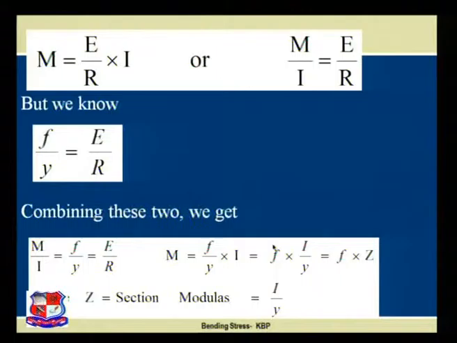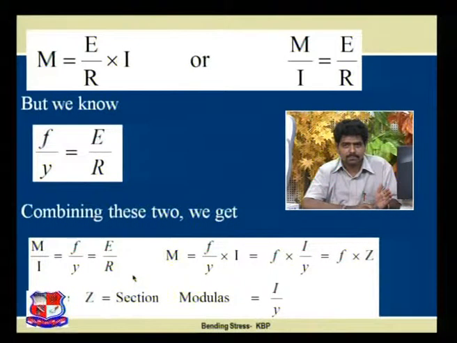Now let us revise the bending equation that we derived in the previous sessions. That is M over I is equal to F over Y is equal to E over R. This is called the bending equation, where M is known as the external moment applied, or it may also be called the moment of resistance. I is the moment of inertia. F is the bending stress developed at a particular section at depth Y. E is the modulus of elasticity, and R is the radius of curvature.